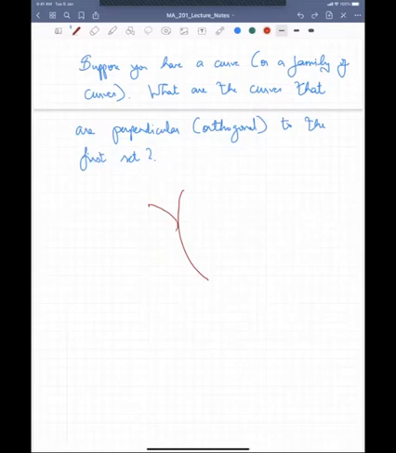So they should intersect at some point. I'll draw the tangent to this curve at that point, and the tangent to this curve at that point. And the angle between the curves is basically the angle between the tangents to the curves. Does this make sense? Sorry about the really crappy diagram, but I hope you understand the point. Suppose two curves intersect at some point, then the angle between the curves at that particular point is basically the angle between the tangents to the curves at that point.